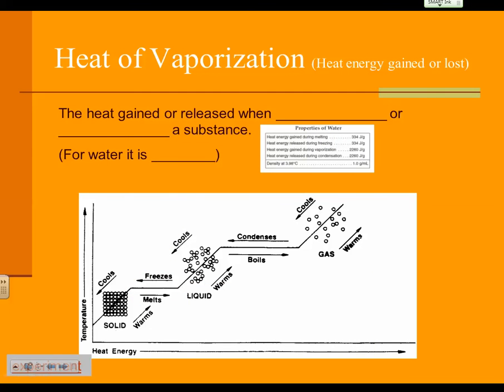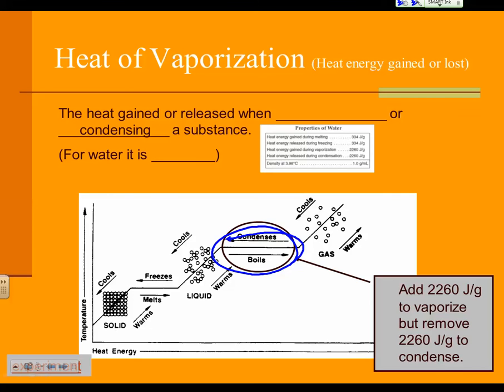Okay, the heat of vaporization. This is the heat energy gained or lost when vaporizing or condensing a substance. So now we're dealing with turning water to steam or water vapor, and water vapor back to liquid water. And for this process, it's a lot more energy, either gained or lost. 2,260 joules for every gram of water. And that is represented on this graph by a longer horizontal line right there. And that flat line represents the amount of heat gained or lost. 2,260 joules for every gram.